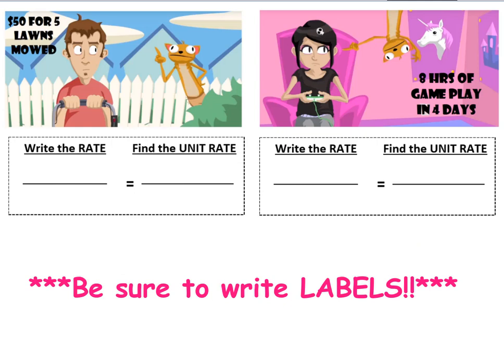Okay, let's do more examples. And always, always, always write your labels. So here, the rate is $50 for 5 lawns. So money's top. So $50 for 5 lawns. So you write your labels.